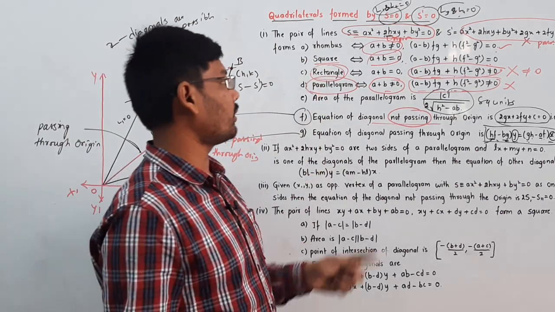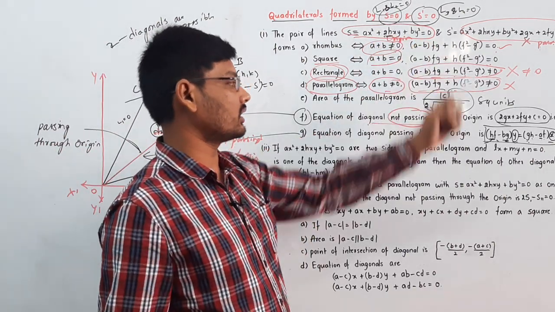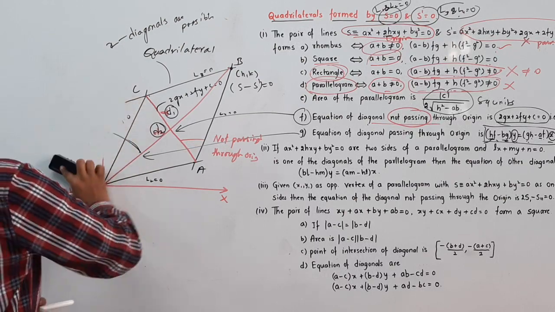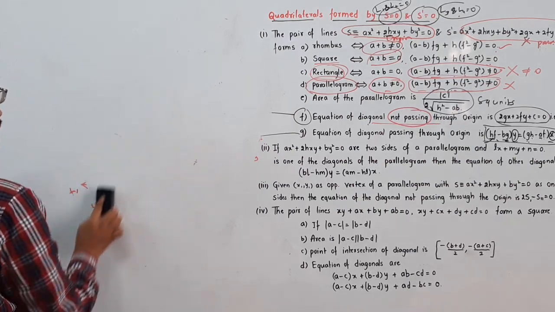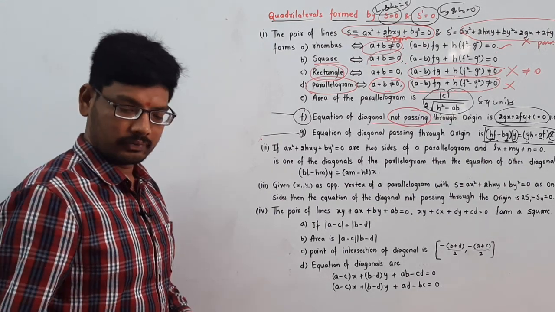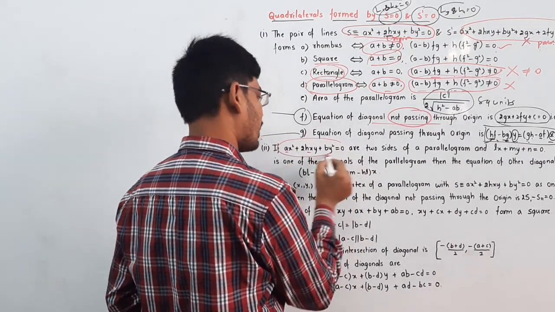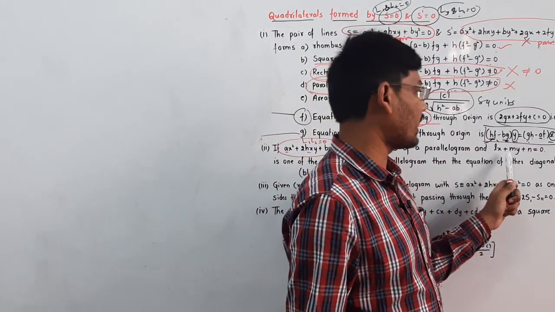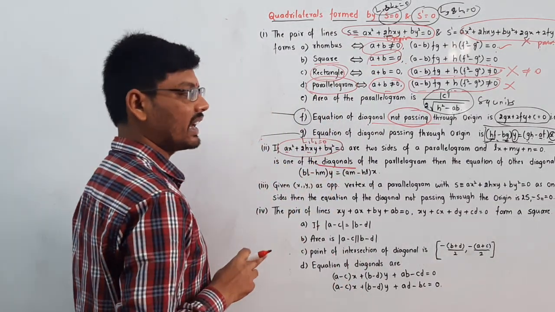This is all about the points of the quadrilateral formed by two pairs of straight lines, that is S = 0 and S' = 0. And the next one is: if ax square plus 2hxy plus by square is equal to 0, this is the combination of two lines L1 and L2 equal to 0. They are passing through the origin, are two sides of a parallelogram, and Lx plus My plus n is equal to 0 is one of the diagonals of the parallelogram.